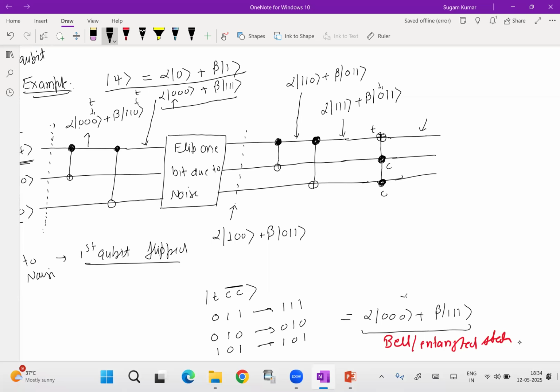So tell me, what happened to the first one? 0, 1, 1. Perfect. What happened to the second one? Because 1, 1, 1, right? 1, 1, 1.